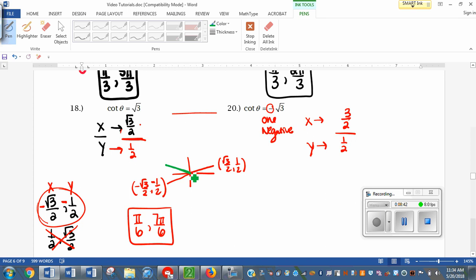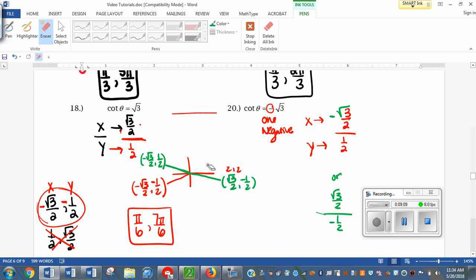We're saying, okay, here's a negative root 3 over 2 and a positive 1/2, or positive root 3 over 2 and negative 1/2. Because we can only have either this one negative, or we could have positive root 3 over 2 and negative 1/2. Okay, which would be this one here.